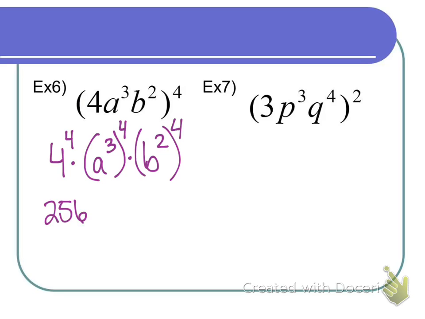How are we going to simplify a cubed to the 4th power? Good. A power raised to another power. We have to multiply the exponent. So we get a to the 12th. Same thing with b squared to the 4th. A power to a power we multiply. We get b to the 8th.